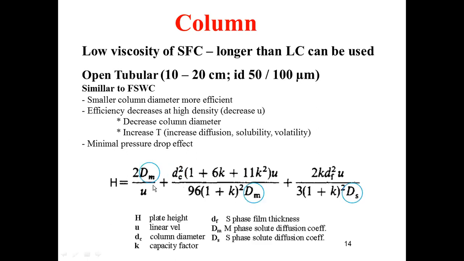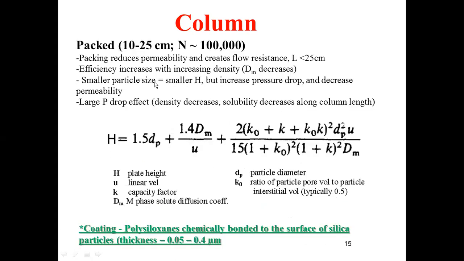You can see here how the height of the theoretical plate depends on the terms dm, dm, and ds in the Van Deemter equation. And similarly, you can see the packed columns. Packed columns will have a 10 to 25 centimeter length, and the number of theoretical plates we can achieve will be 1 lakh.